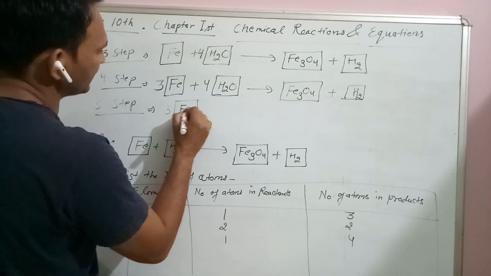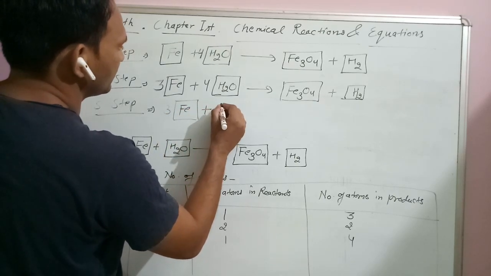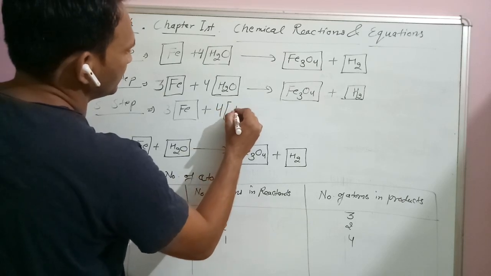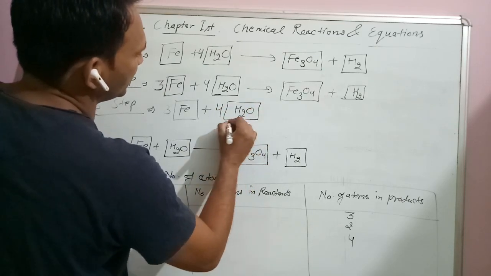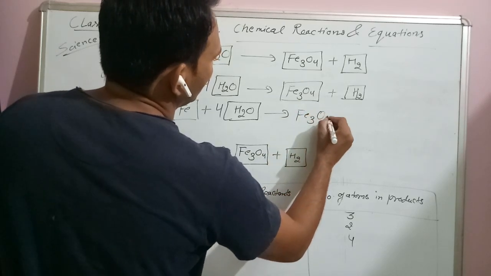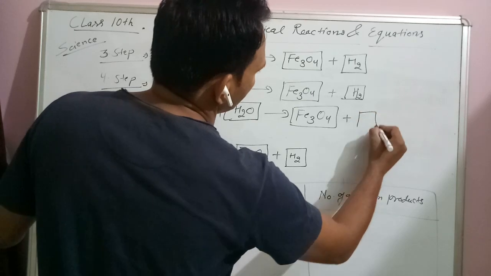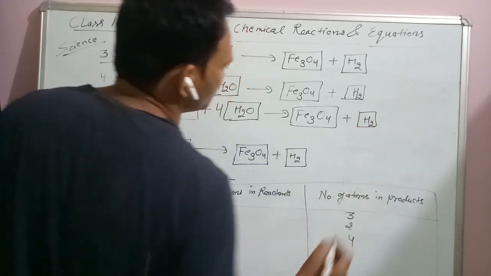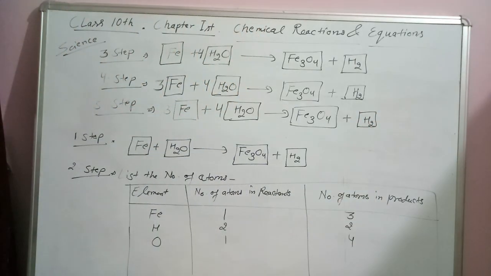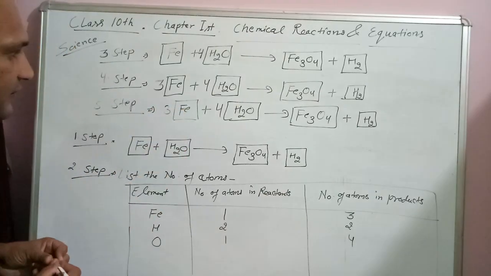We write the reaction in the boxes: 3 Fe, H2O, Fe3O4 plus H2. Now check the number of hydrogens present in the reactant side.